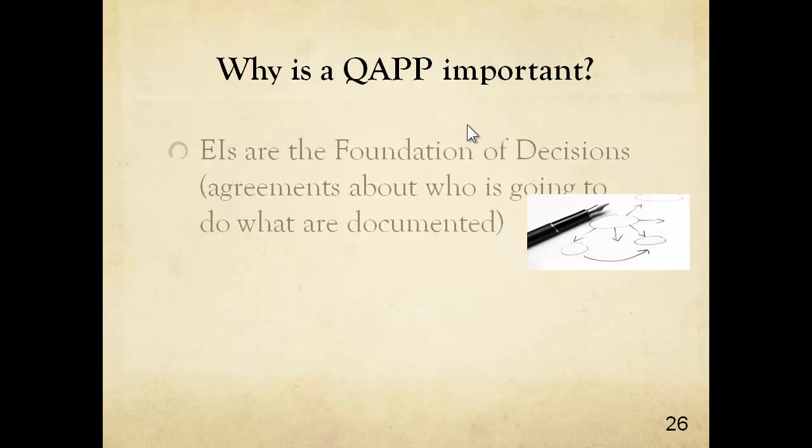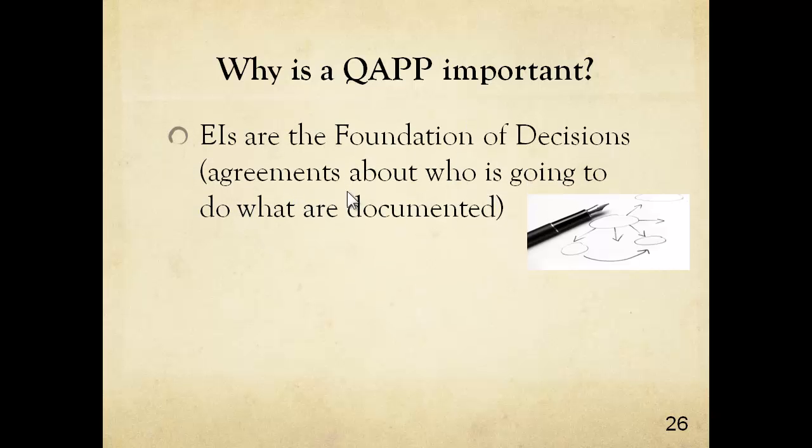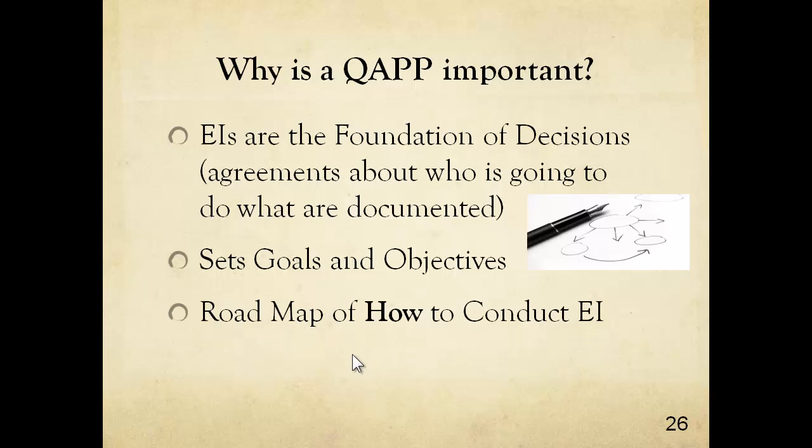So why is it important? Well, it's an agreement that documents everybody's decisions about who is going to do what and when. And this documentation is very important. It sets the goals and objectives for the project, and it does provide a roadmap of how you're going to conduct your emissions inventory in a way that adheres to the requirements that you've set up for the quality of your data.